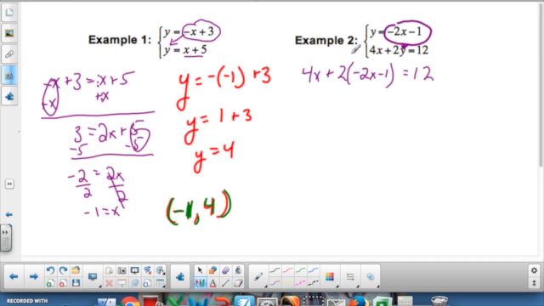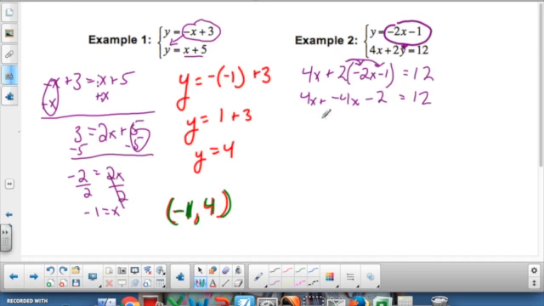I'm going to start by distributing, because if I have any kind of distribution, I do that first. So this is a positive 2, and I'm saying 2 times negative 2 is negative 4x. 2 times negative 1 is negative 2, and that equals 12.